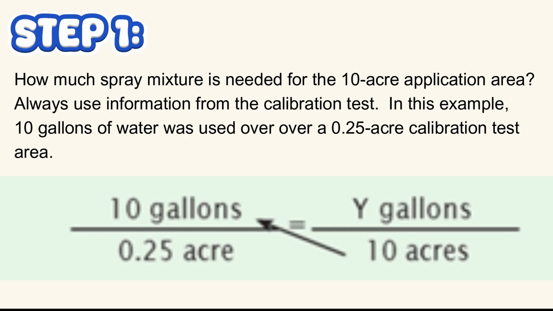I want you to understand how I set up this algebraic equation. On the left side, I put the 10 gallons with a line underneath it and the 0.25 or 1/4 acre underneath that. This once again denotes that we used 10 gallons of water over that 1/4 acre area when we were doing our calibration test. Now, as you can see on the right side of the equation, what we're trying to figure out is y. As you remember from algebra probably, y is like the factor you're trying to figure out.